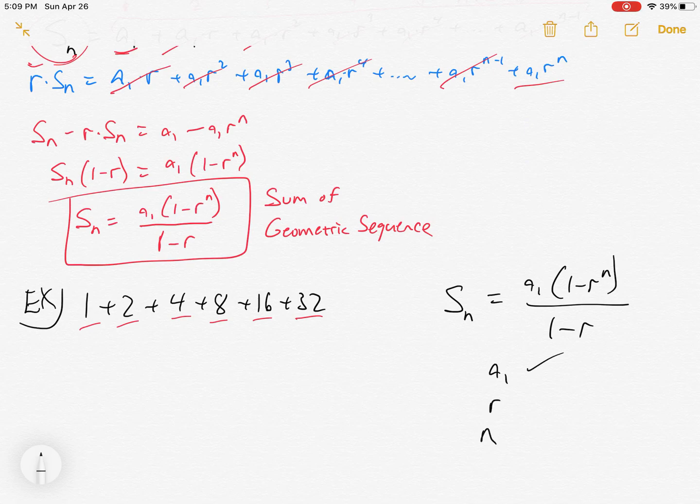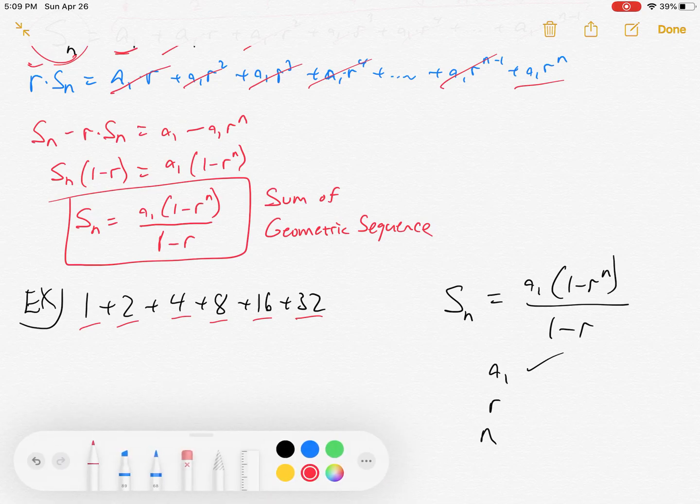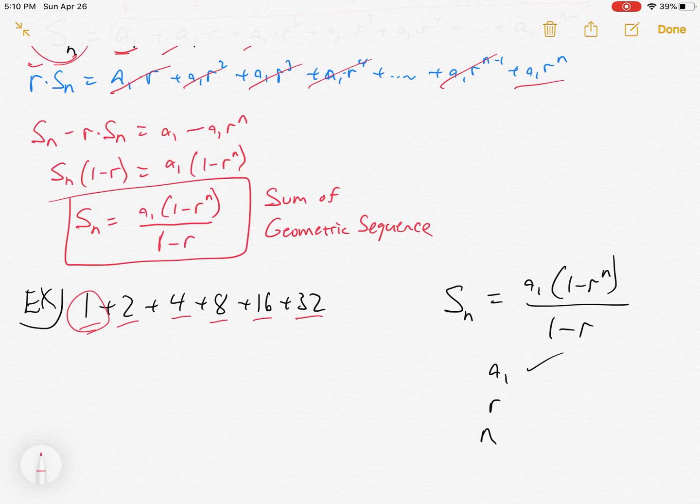Okay, so using our fancy formula, I'm just going to write it again so we can write on it. We need 3 things, just like before. You need the first term, A1, got it. You need R, I have to think about that. And you need N, we can think about that too. So that's our A1. Our R, what is the common ratio?